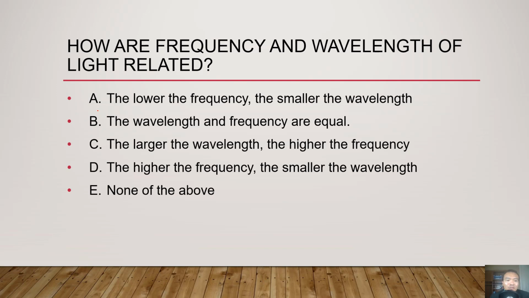How are frequency and wavelength of light related? They are inversely proportional to each other. So the larger the wavelength, the smaller the frequency. The higher the frequency, the smaller the wavelength, which is exactly the same, because they are inversely related to each other.